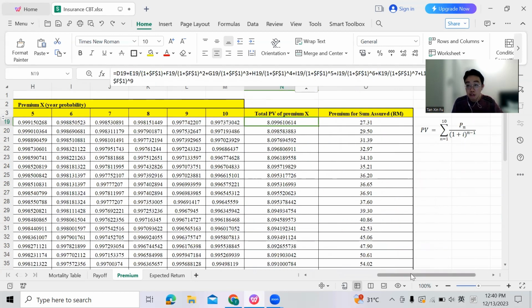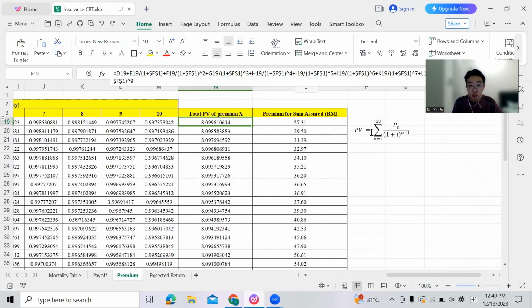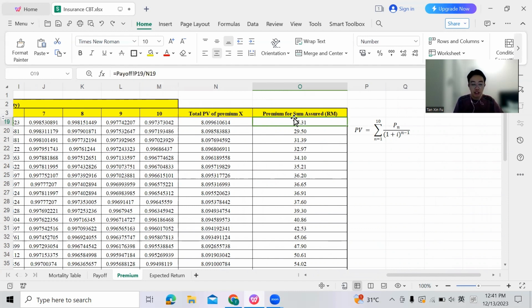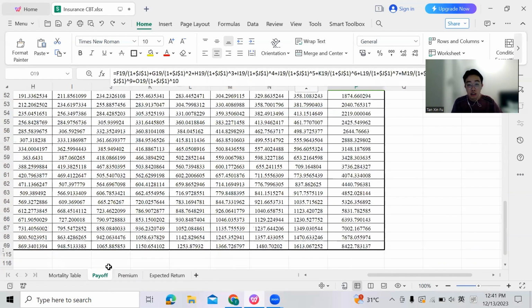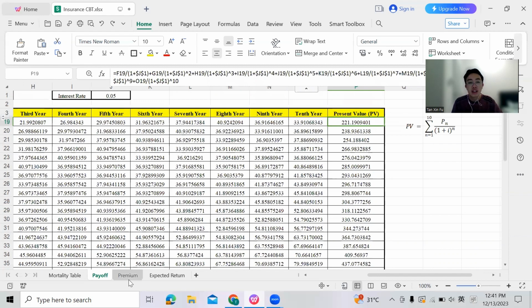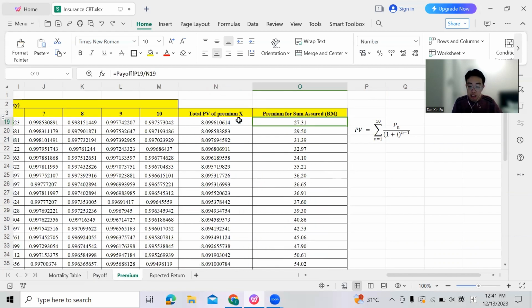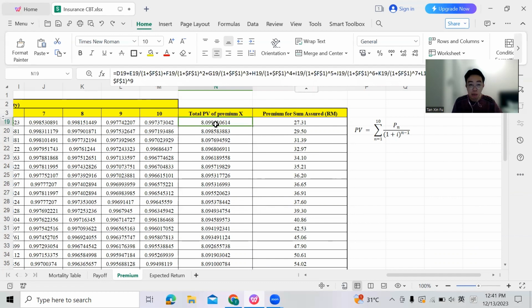So here is the formula for getting the total present value of the probability of premium. After getting the present value of the probability of paying premium, we need to obtain a premium that should be paid every year, right? Since the present value of premium should cover the present value of the expected payoff, the premium is calculated using the present value of payoff, which was calculated before, and then dividing by the present value of the probability of premium.